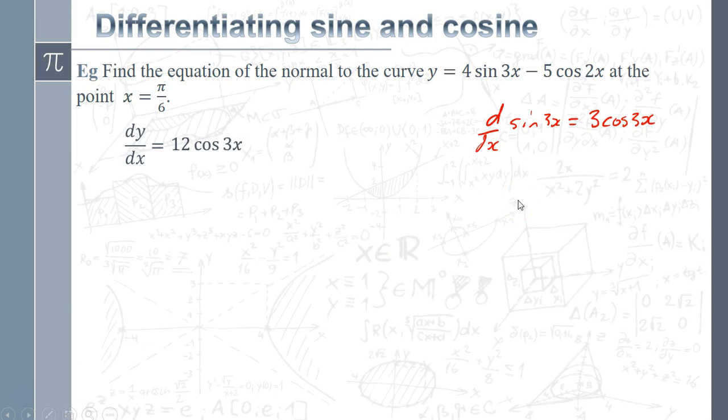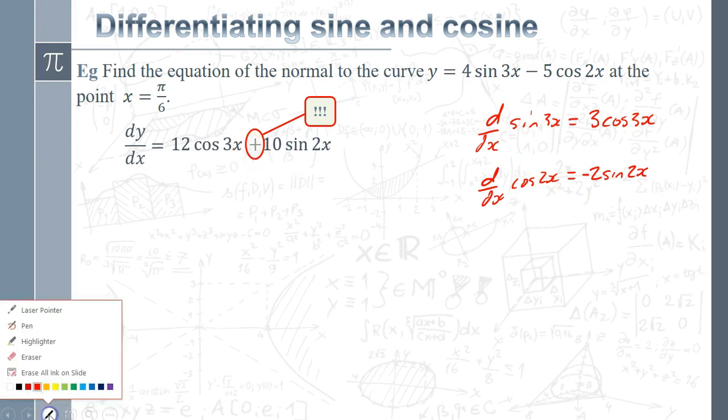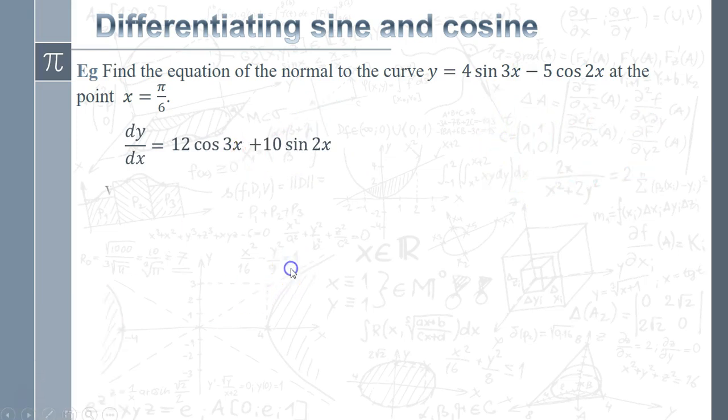And if we differentiate cos 2x, that's going to become, we've got 2 there, differentiate cos, you get minus sine, so I need the minus sign, and then the function stays the same. So that bit gives us 10 sine 2x. And again, I've put that note in there, because we had a minus there. Because differentiating cos gives us minus sine, we've got the change of sign in there. So it's just one to watch out for. So there's our differentiated function.